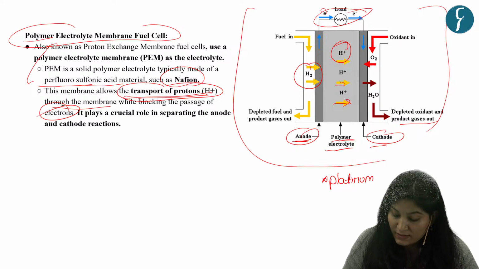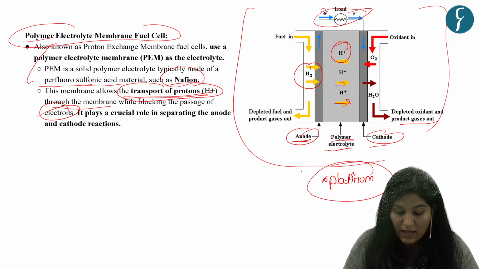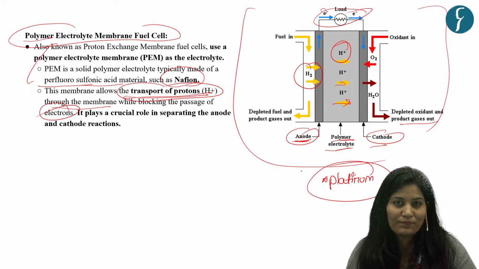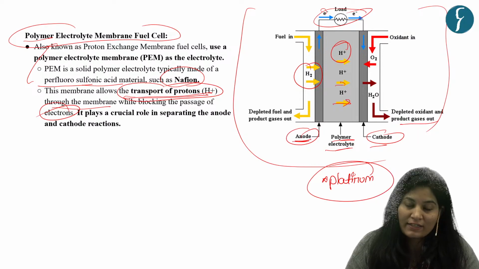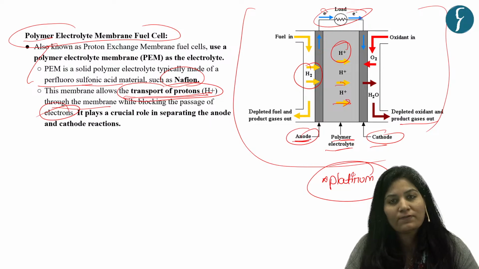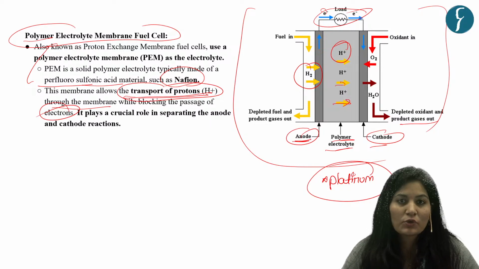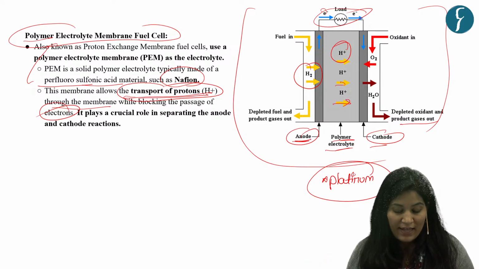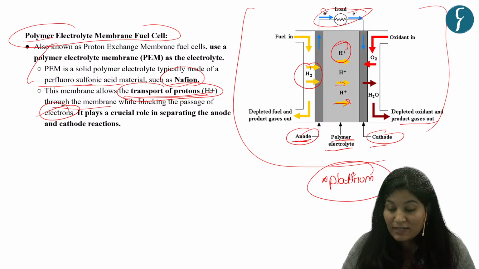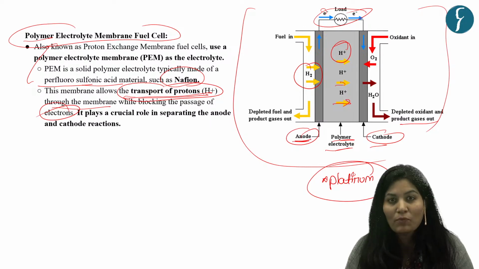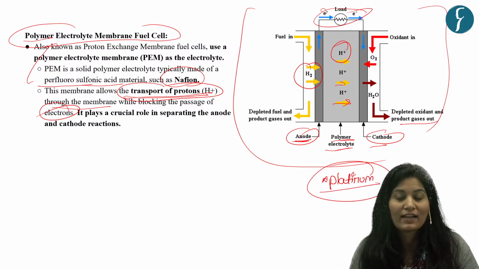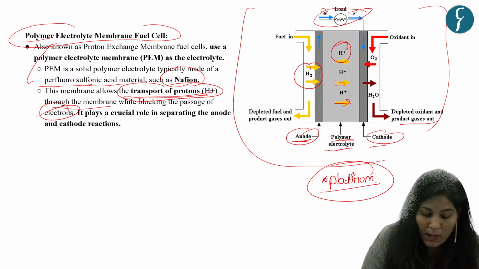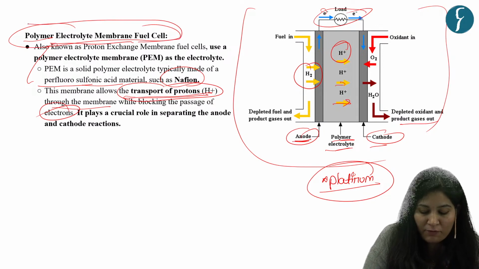Got it? So here protons will go from anode to cathode, and here platinum, I hope you can see, yes, platinum is used as a catalyst on the anode and cathode to facilitate the electrochemical reaction. Now you know what the purpose of a catalyst is. It speeds up the chemical reaction to make it faster. So platinum is used here as a catalyst. So this is about the polymer electrolyte membrane fuel cell.